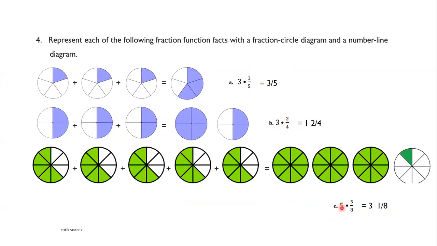Next one is going to be 5 over 8. So we're going to get, again, 5 over 8, 5 over 8, 5 eighths, because only 5 are shaded in and there's 8 pieces. Whenever we add all these together, it gives us 3 wholes and 1/8, which means 8 pieces and only 1 shaded in. And that is the answer we get right here.